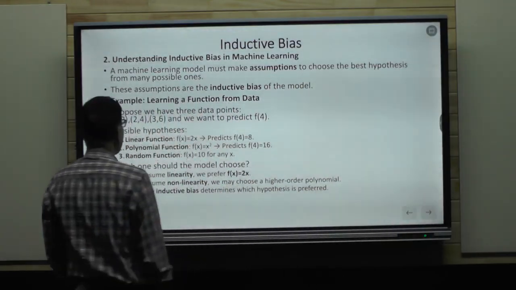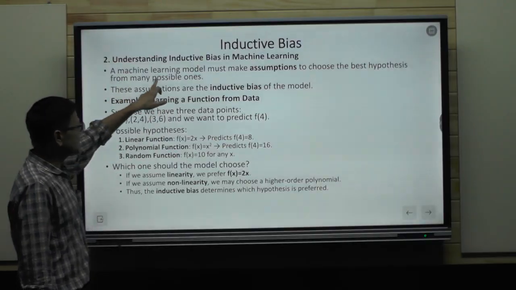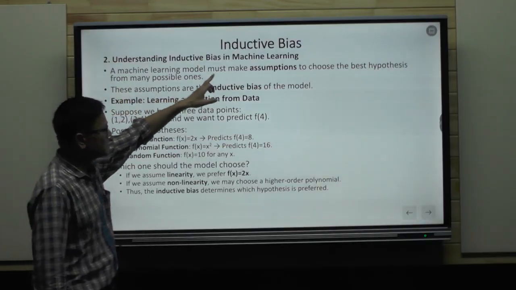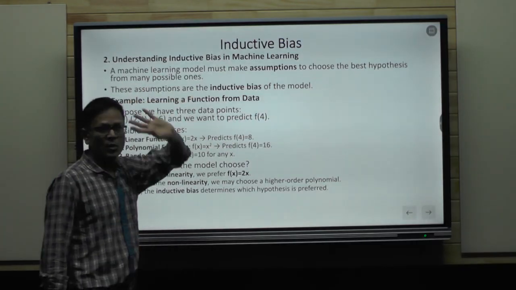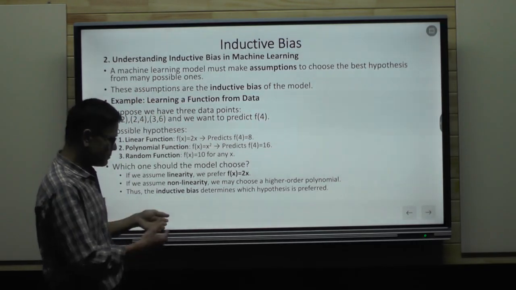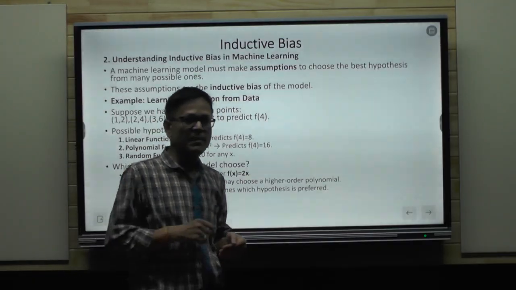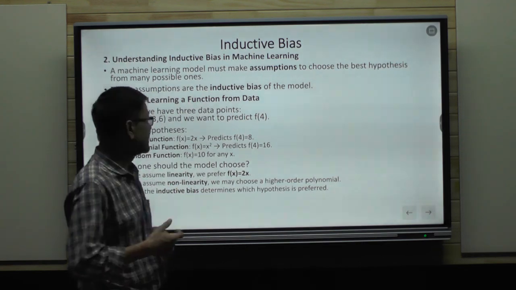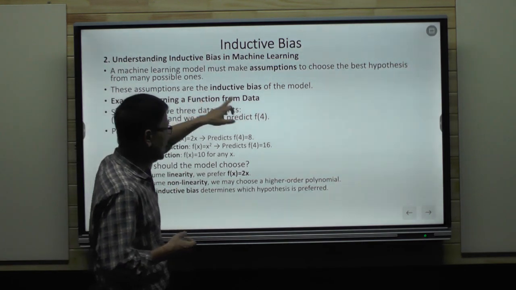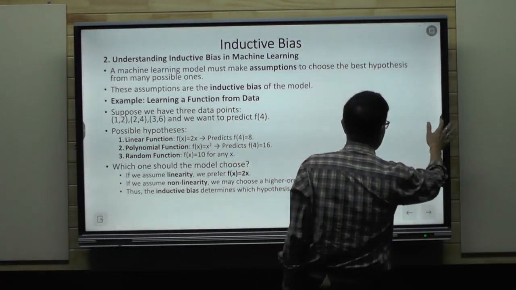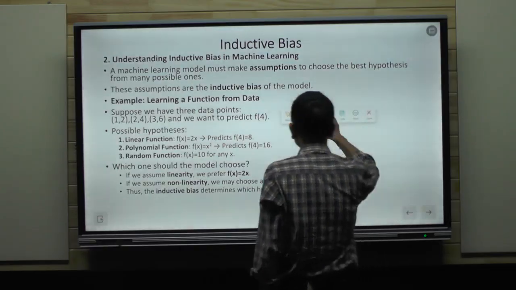Now, understanding inductive bias in machine learning: a machine learning model must make assumptions to choose the best hypothesis from many possible ones. We know that machine learning encounters a lot of hypotheses, and we have to choose the best depending upon the data. So these assumptions are the inductive bias of the model. This justifies the name.